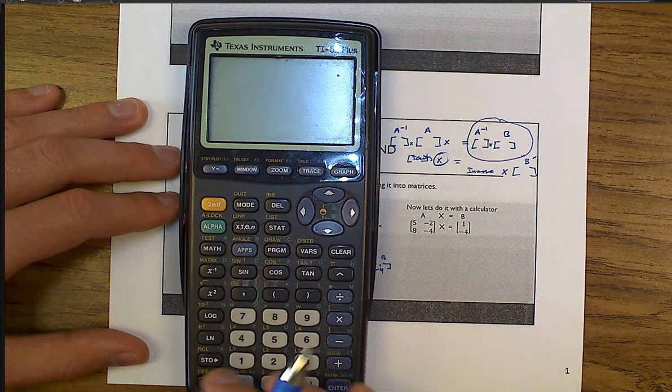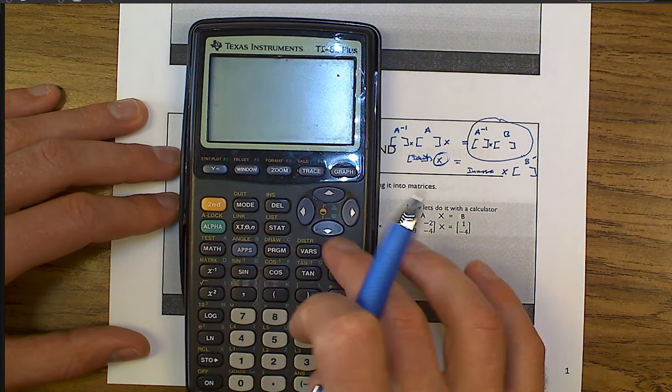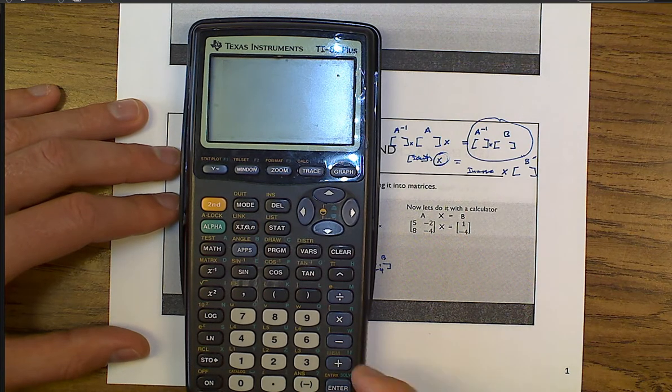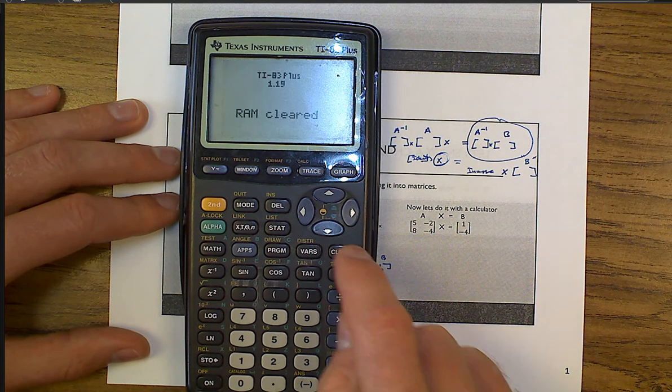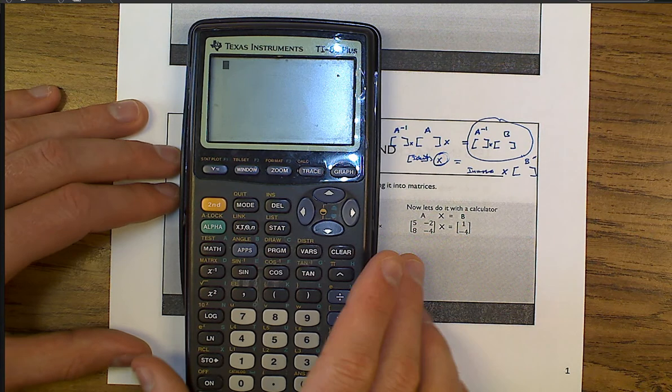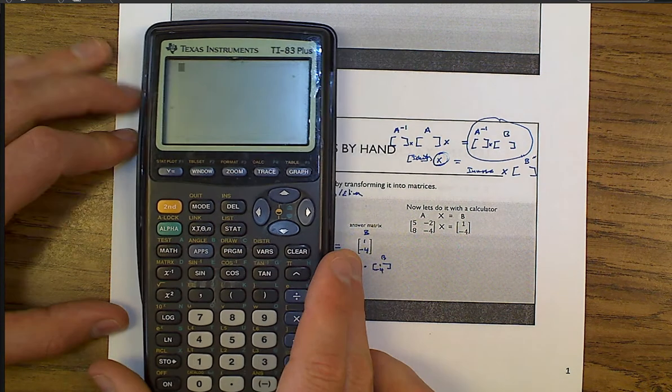Your calculator needs to get turned on. I always clear my memory before I do anything else. Second, memory. Go down to reset, which is 7. Hit all, go down to reset, yes. It just clears anything that you may have had in there before that could throw off what we're going to be doing. I'm going to try to get this glare off the screen for you.